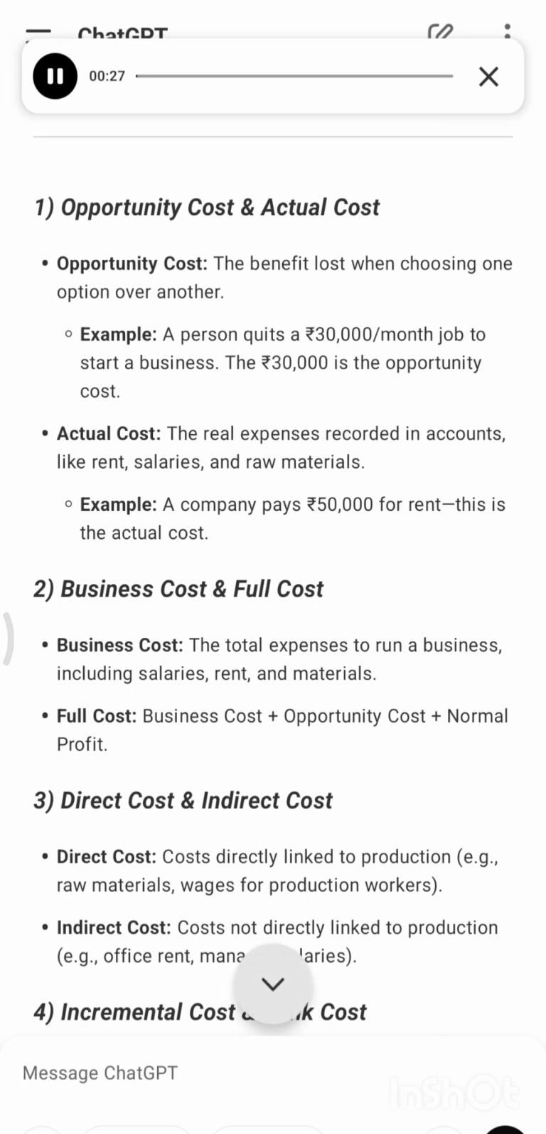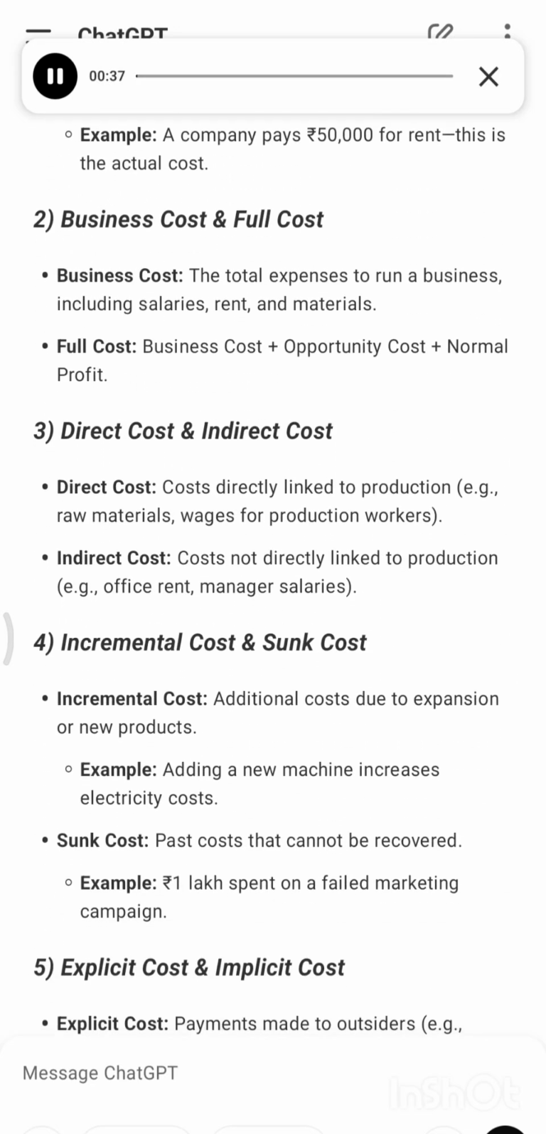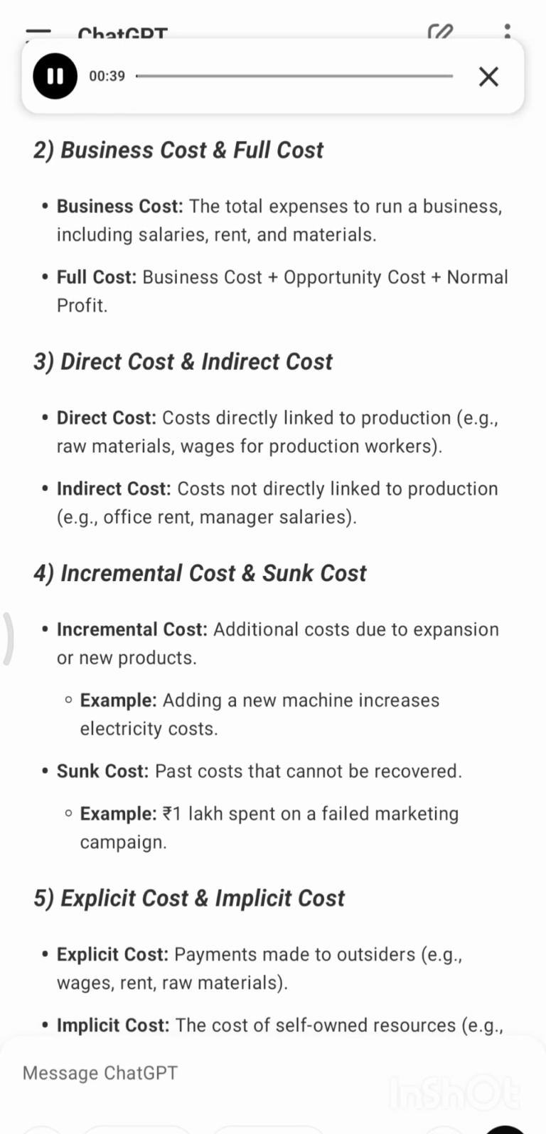Actual cost: the real expenses recorded in accounts like rent, salaries, and raw materials. Example, a company pays $50,000 for rent. This is the actual cost. 2. Business cost and full cost. Business cost: the total expenses to run a business, including salaries, rent, and materials. Full cost: business cost plus opportunity cost plus normal profit.